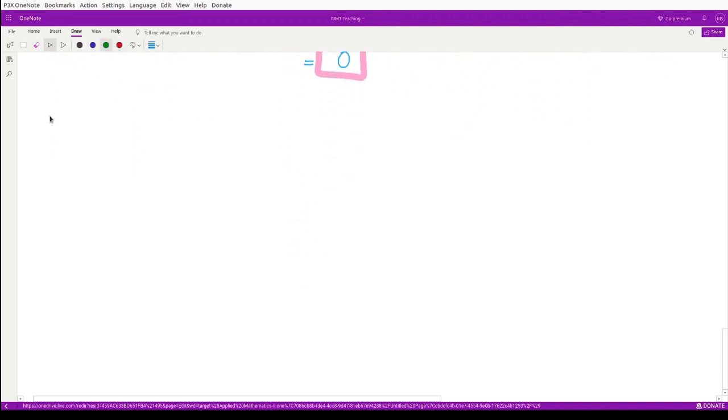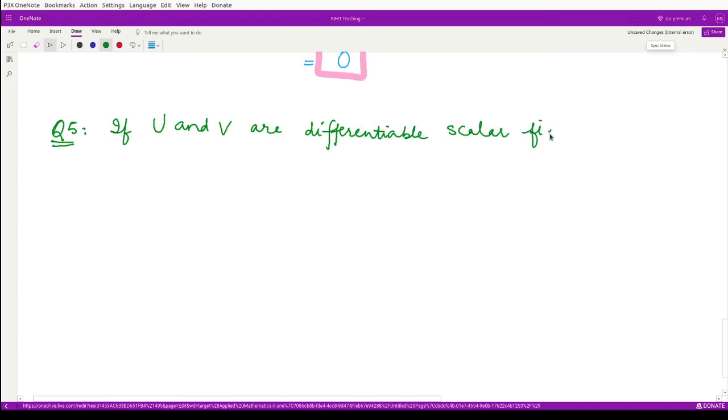Okay, and now let us move on to the last question for this video. The question says: if u and v are differentiable scalar fields, that means they are scalar point functions, then you are to prove that the gradient of scalar field u cross the gradient of scalar field v is solenoidal. So let's get started with its solution.